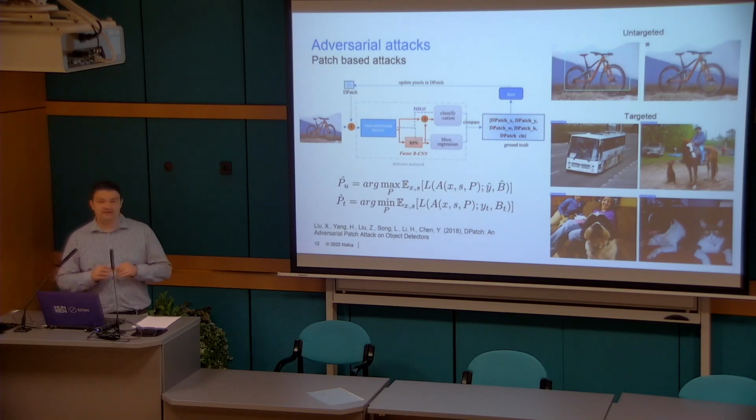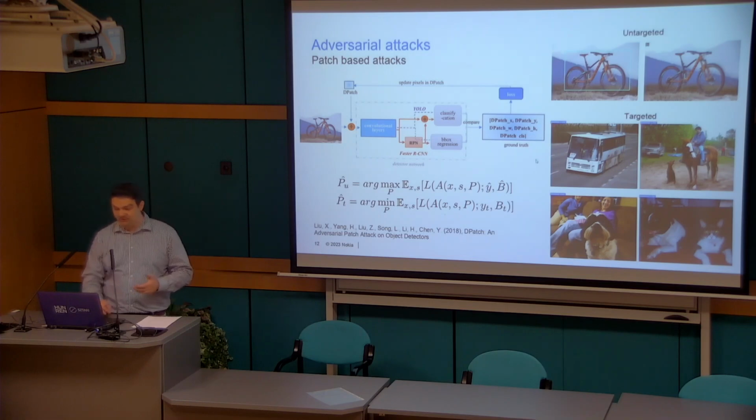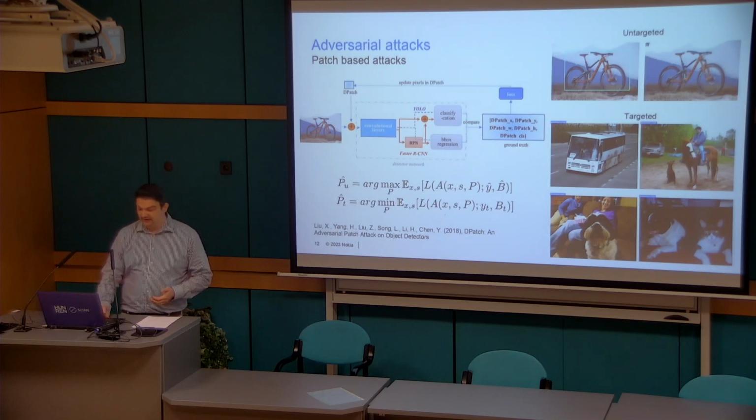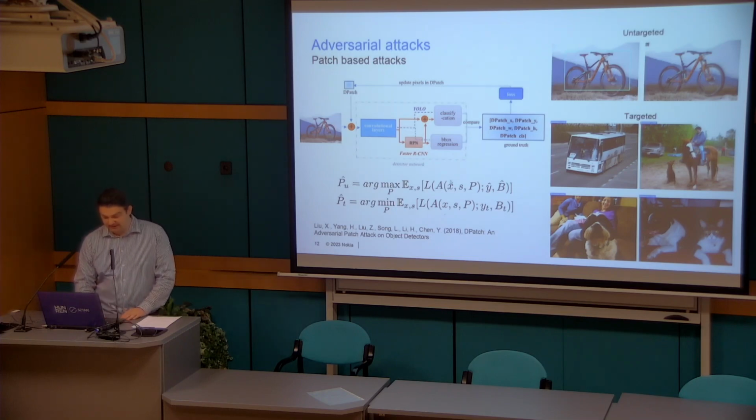So instead of adding noise to the whole picture, we define a patch, for example. In this case, we want to fool the object detector, and the way we do it is that we define a patch with some random colors, and we apply this patch to the image. And then we can have two different trainings. We have the untargeted training and we have the targeted training. In case of the untargeted training, we want to maximize the loss function with respect to the true category and the true bounding box. And then we are modifying the patch in order to achieve that.